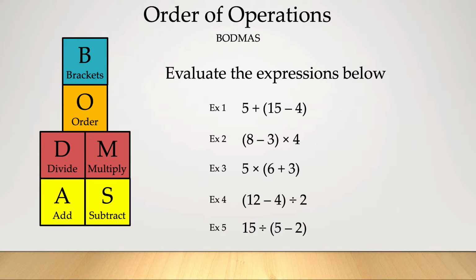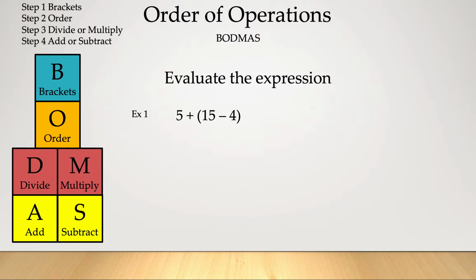Now, you may be thinking it looks similar to hopscotch. If you ever played hopscotch, it's the same type of concept. You hop on one foot to get the brackets, hop on the next one to get the order. When you hop again, you land on both feet at the same time. Same concept. So you're going to do divide and multiply at the same time. Let's take a look at the first one, and then the steps. Step 1, brackets. If you don't have those, you move on to order, and if you don't have that, you move on to divide or multiply, and then finally add or subtract.